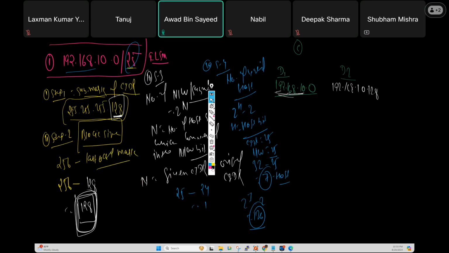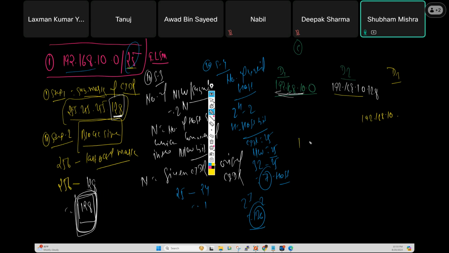Now if you need to assign a network to department number 3, what will you assign? I told you these 3 are fixed: 192, 168, 10. Then again here you have to add the block size. 128 is there, and what is the block size? 128. So 128 plus 128, what will be the value? 256. Here we find 256. But tell me, is this valid? No, sir. No.